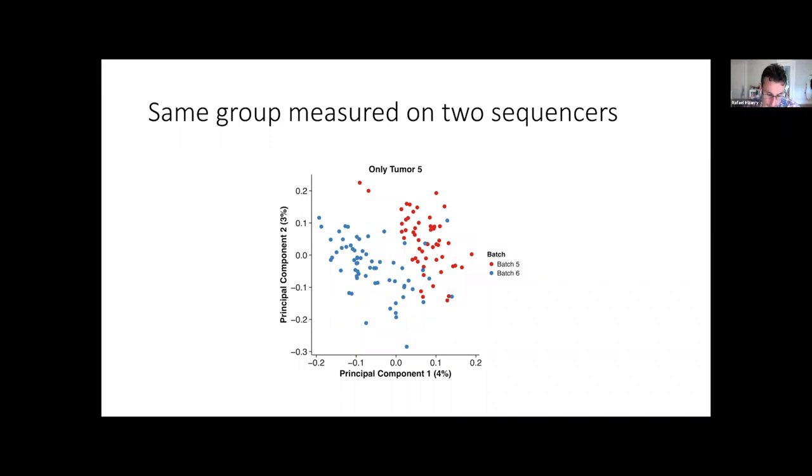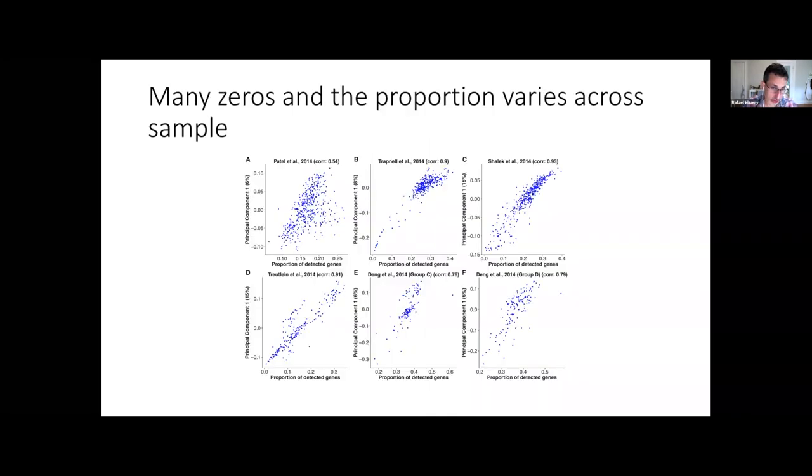So knowing that, the other thing you see from exploration is that you would see a lot of zeros, and this is where the missing data comes in. You see many more zero counts than you see in previous technologies, which kind of makes sense because you're just dealing with one cell. So one of the first things we explored was to see what part of the variability is explained just by the proportion of zeros. And we did that through a bunch of experiments.